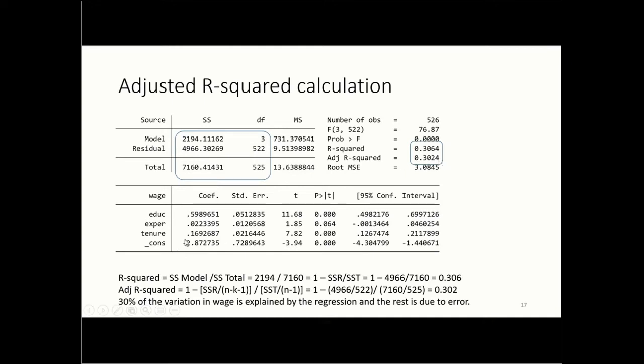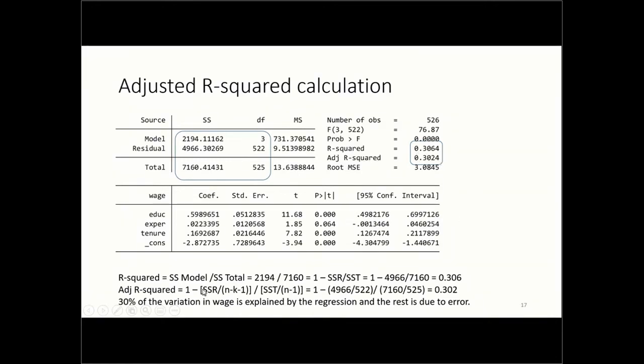So here the R squared formula is SSE, or the explained sum of squares, or same as SS model, divided by SS total. So we would be dividing the 2194 number by the 7160 for the total. And that is also 1 minus the SSR divided by SST. So it's the same as 1 minus 4966 divided by 7160. That is the 0.306 that we see exactly right here. So that is how the R squared is calculated.